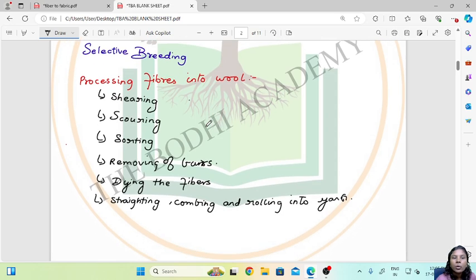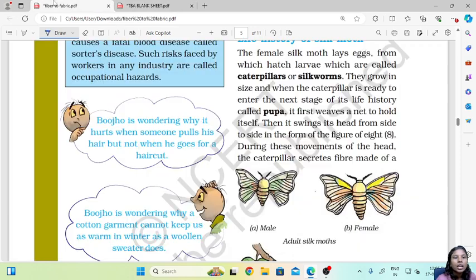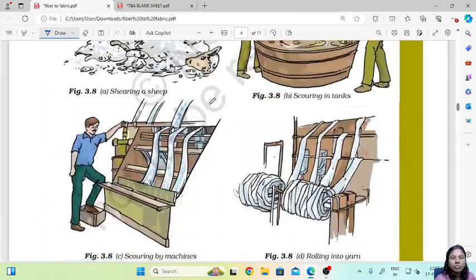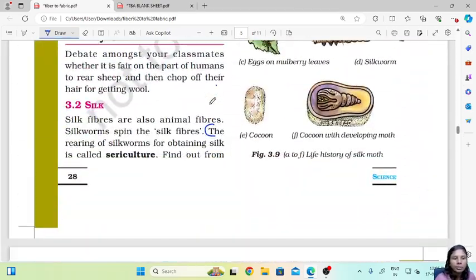Then we saw about the processing of fibers into wool. It had a few steps starting from shearing, scouring, sorting, removing of burrs, dyeing the fibers, straightening, combing and rolling them into yarn. So today we will continue and will learn about another fiber known as the silk fiber.